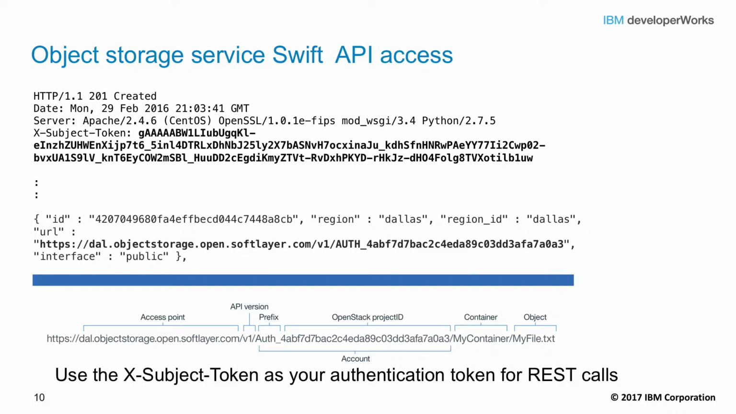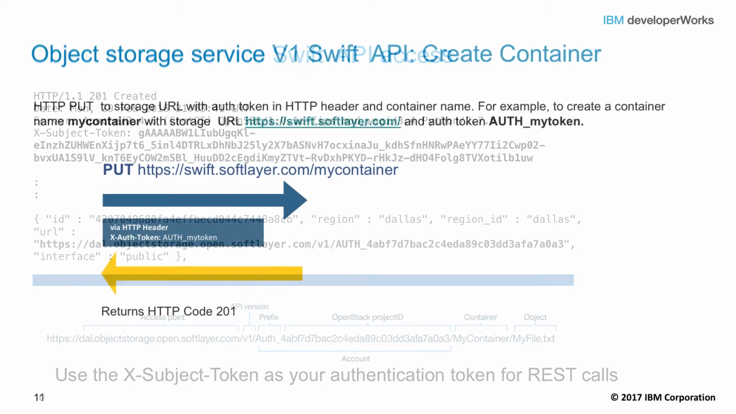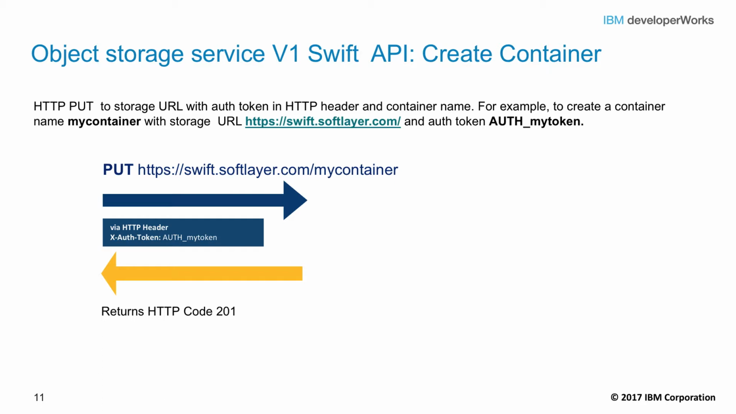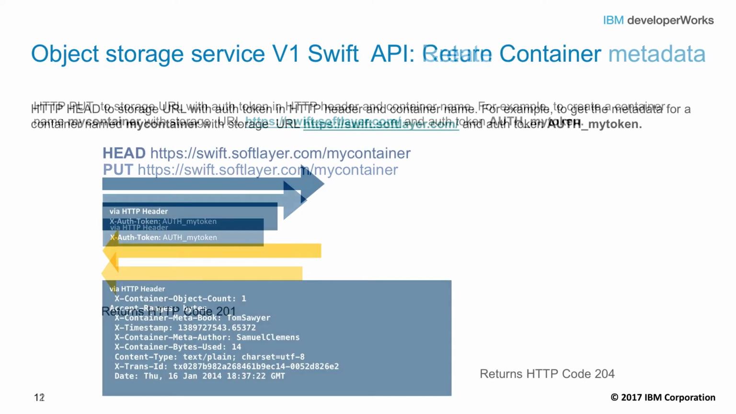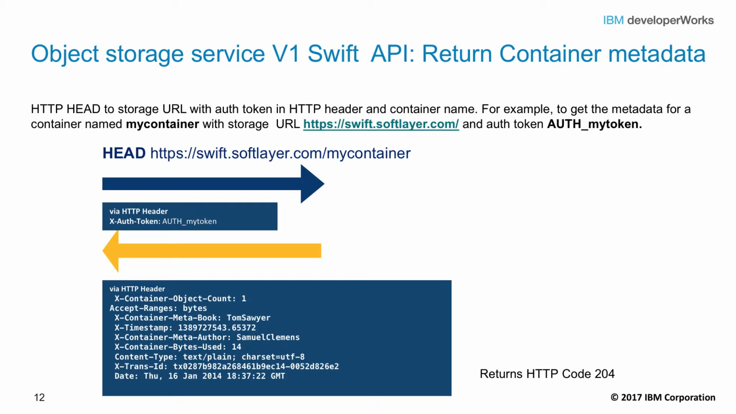Let's quickly go through some of the API operations for containers and objects. First is creating a container. Creating containers is done with an HTTP PUT. The storage URL and auth token returned from the authentication operation are used in the PUT operation, and that includes a container name. A 201 HTTP code is returned on success. Container metadata is returned by using the HTTP HEAD. The storage URL and auth token returned from the authentication operation are used in the HEAD operation, includes the container name. An HTTP 204 code, no content, is returned on success, and the metadata is returned in the HTTP header.